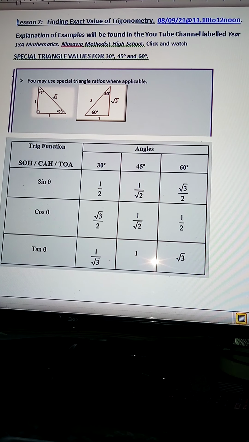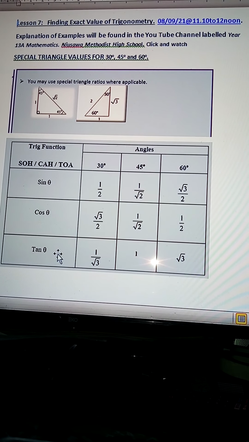Tangent 60 is equal to square root 3. Tangent 45 is equal to 1. Tangent 30 is equal to 1 over root 3. Okay, this is derived from this.